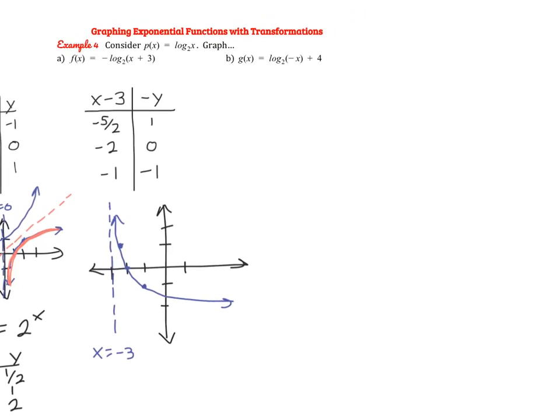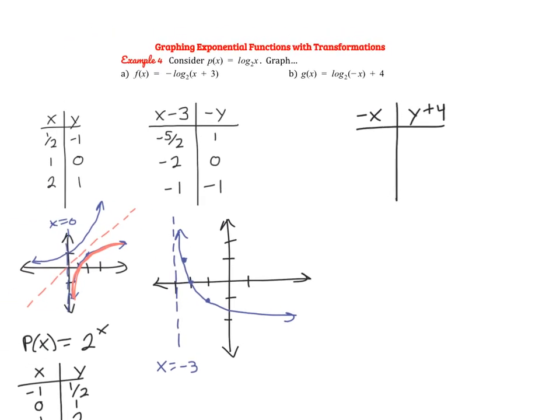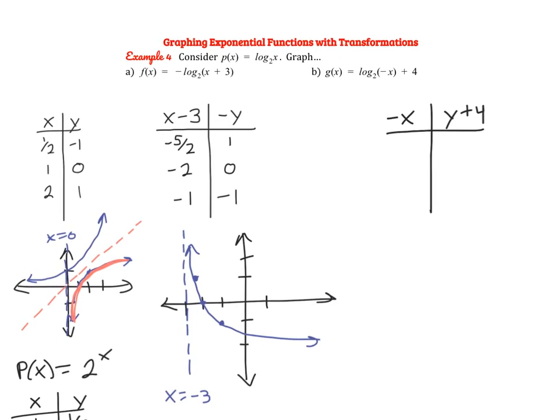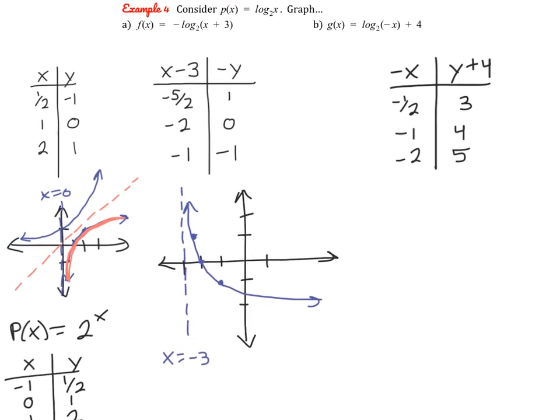All right, and let's try this last example together. So here I have 2 transformations. I have a horizontal reflection, so that's going to reflect over the y-axis, and then I'm going to shift up 4. So the way that affects my coordinates is I'm going to multiply all of my x values by negative 1, and then I'm going to add 4 to all of my y values. Here are my original values. So this gives us negative 1/2, 3, and then we have negative 1, 4, and negative 2, 5. And let's sketch a graph and see what we get.